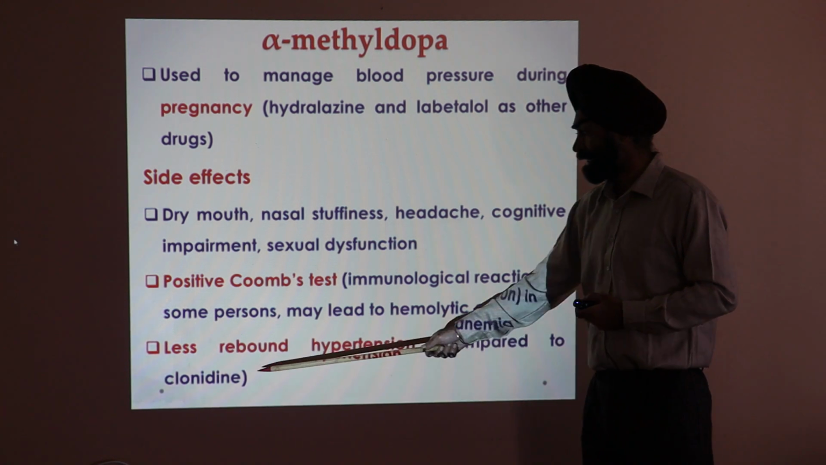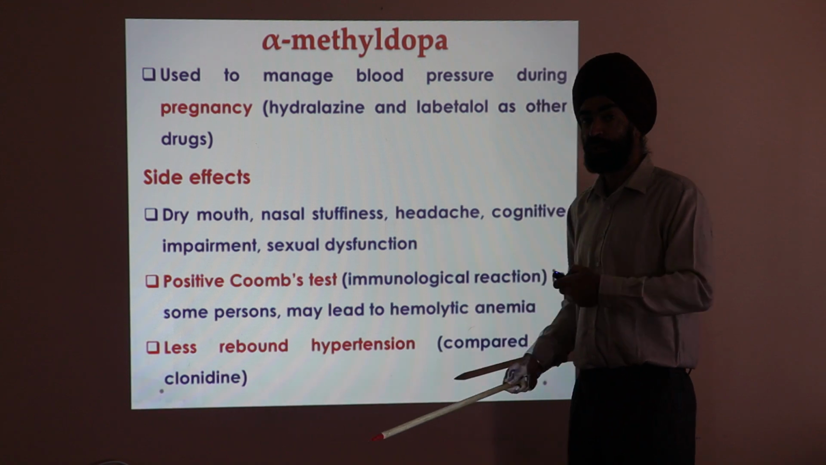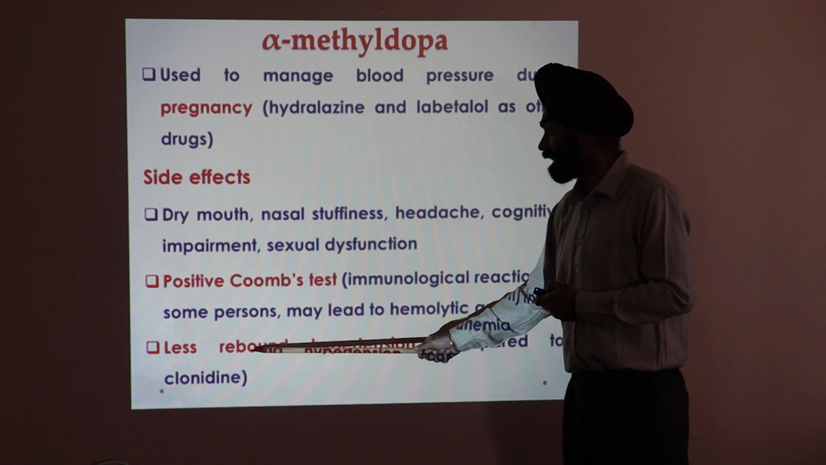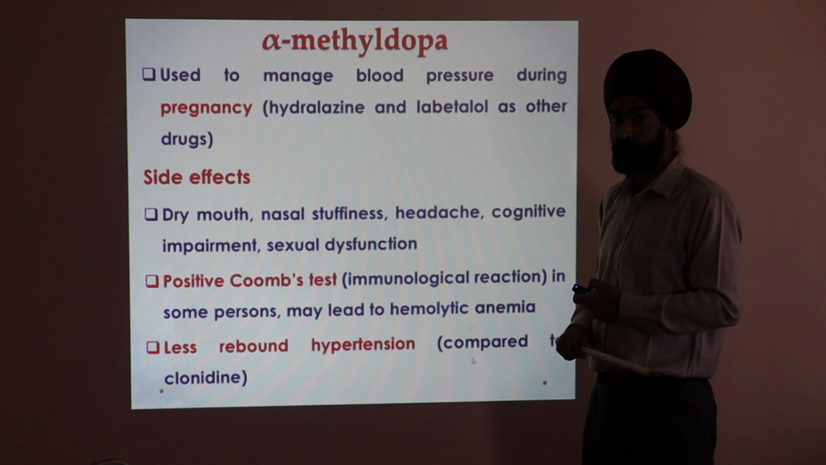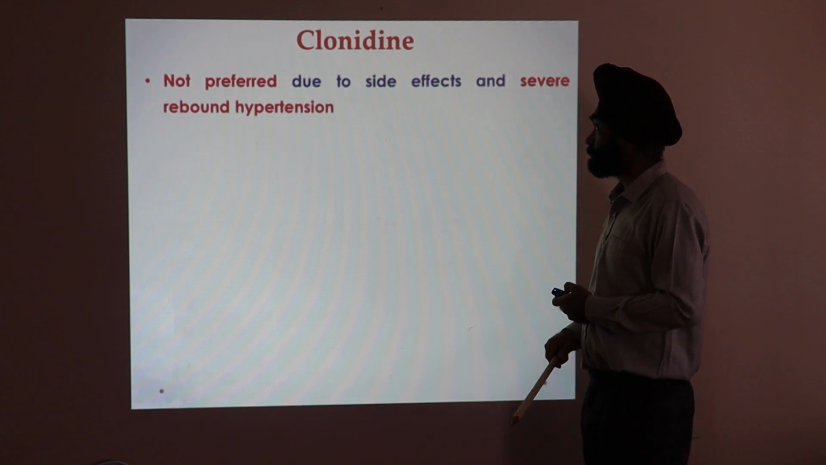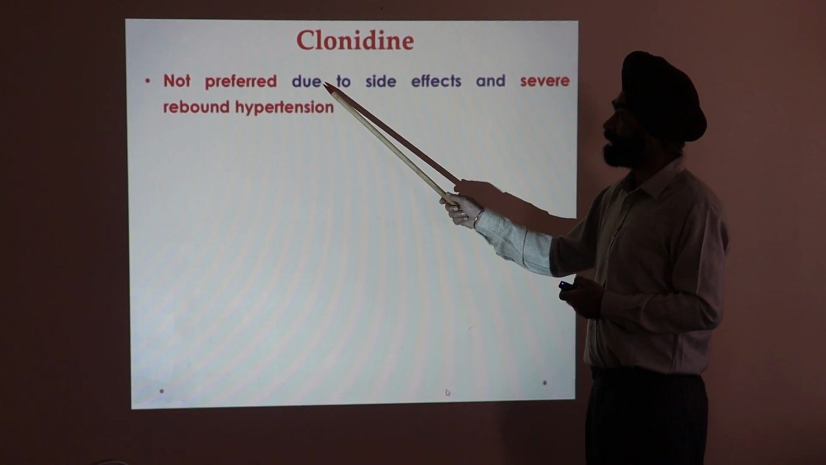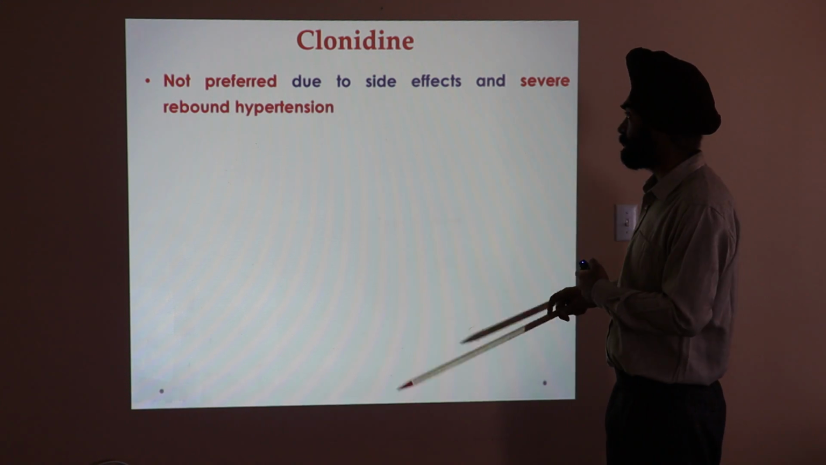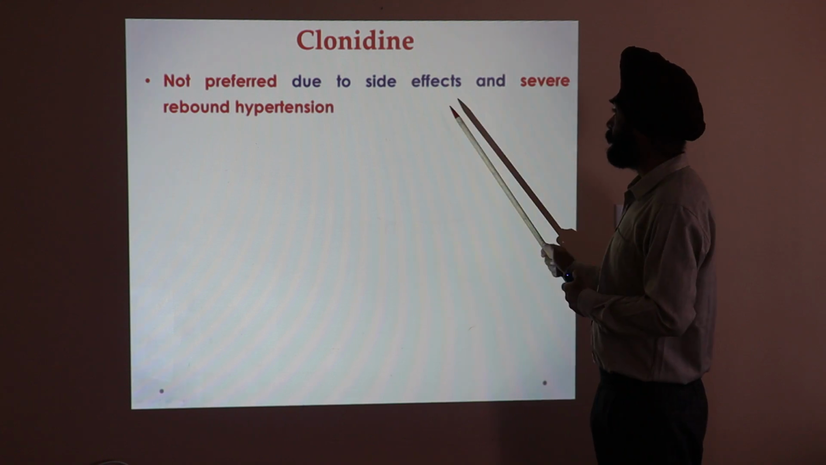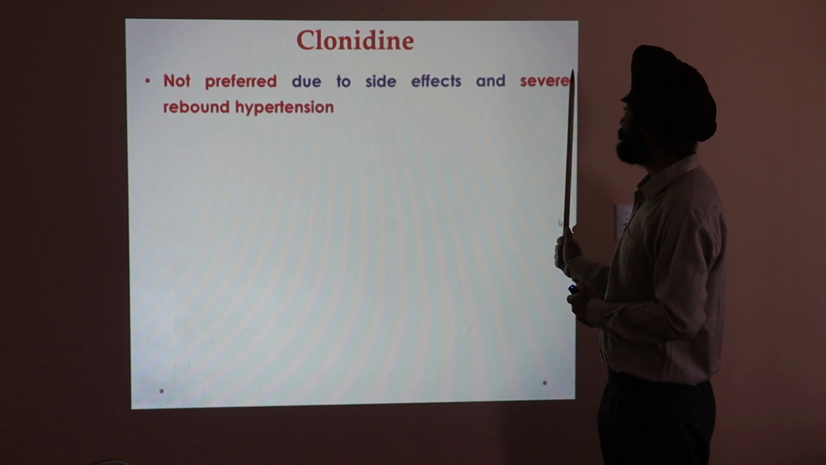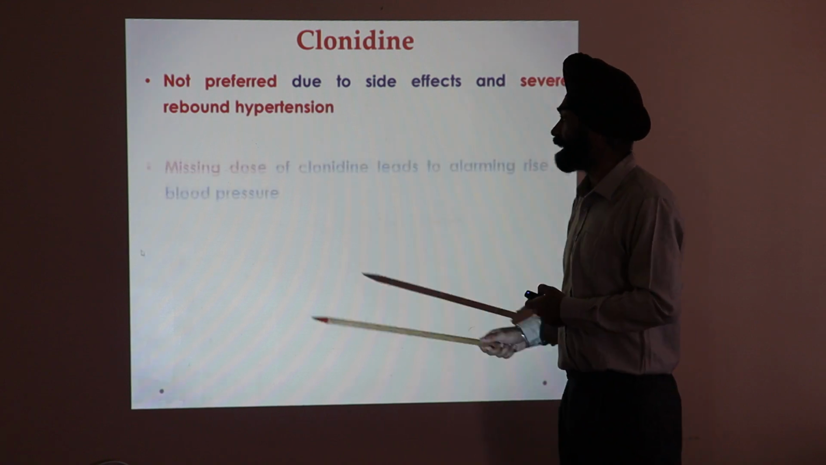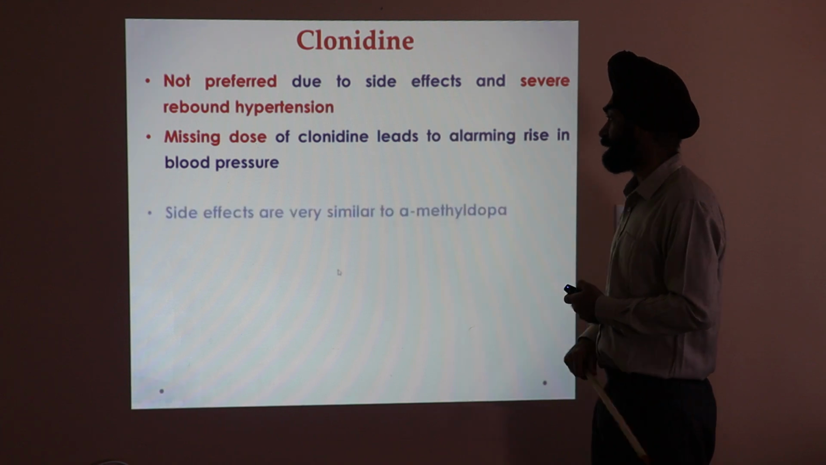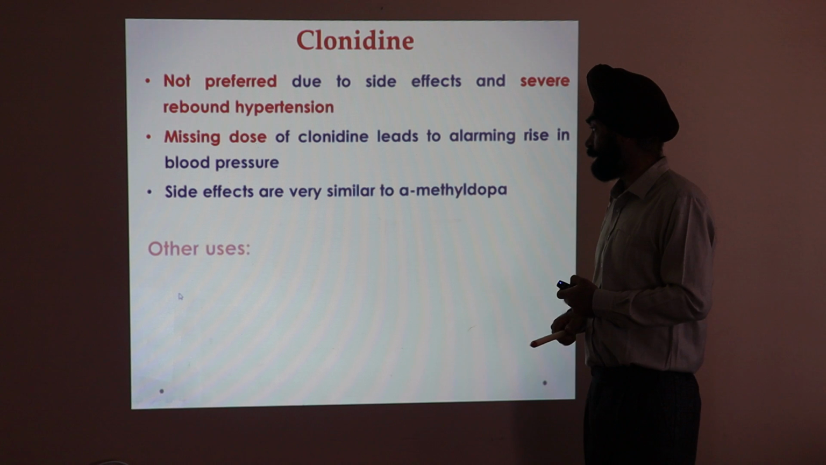I will discuss with clonidine that clonidine produces rebound hypertension if you miss 1 or 2 doses, but this is relatively less with methyl-dopa. Okay, clonidine. We don't prefer clonidine. It also has similar side effects as I discussed: dry mouth, nasal stuffiness, headache, sexual dysfunction. These are also the same with clonidine. But additionally, the major problem is that it produces severe rebound hypertension. That means missing 1 or 2 doses of clonidine will lead to an alarming rise in blood pressure. So the side effects, as I told, are very similar to alpha-methyl-dopa.